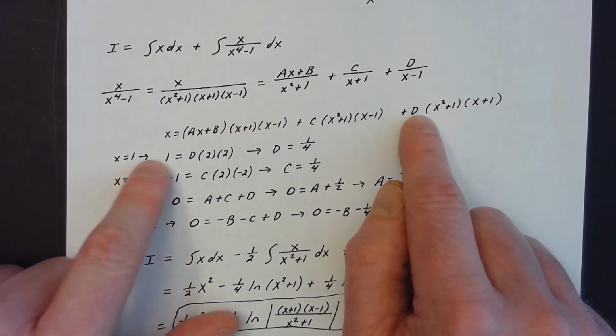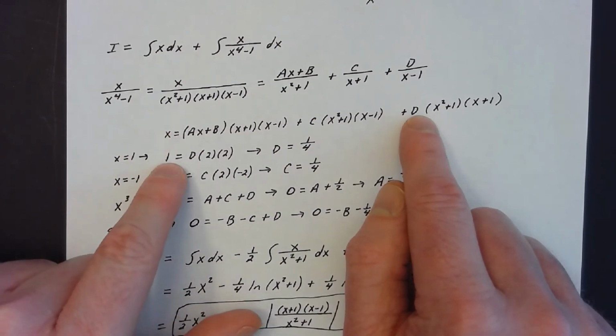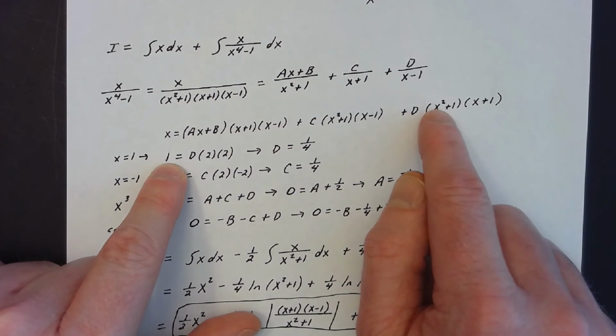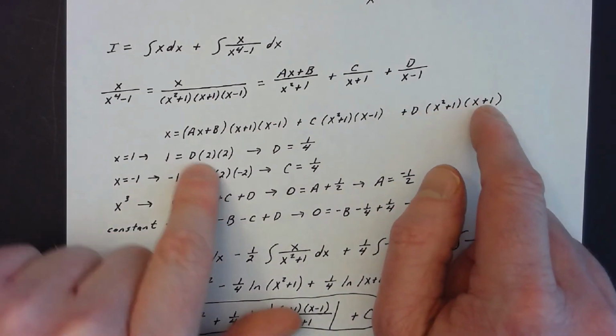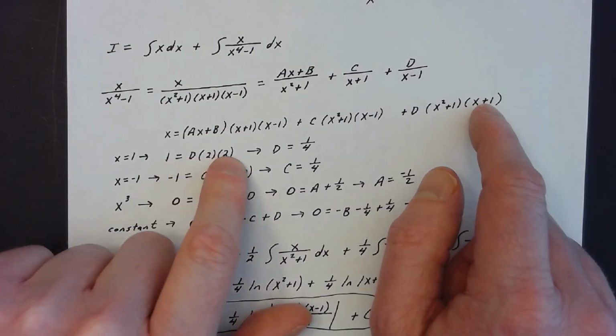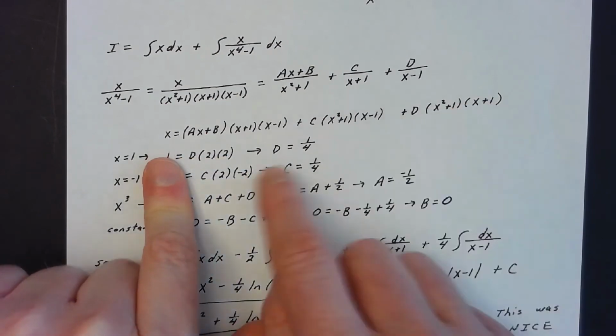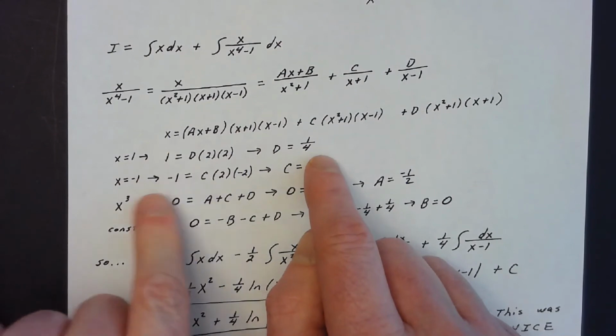When x is 1, your left-hand side, x is 1. Your right-hand side, you're going to have d times 1 plus 1 times 1 plus 1. So obviously it's going to be d times 2 times 2. I get 4d is 1. So I know d is 1/4.